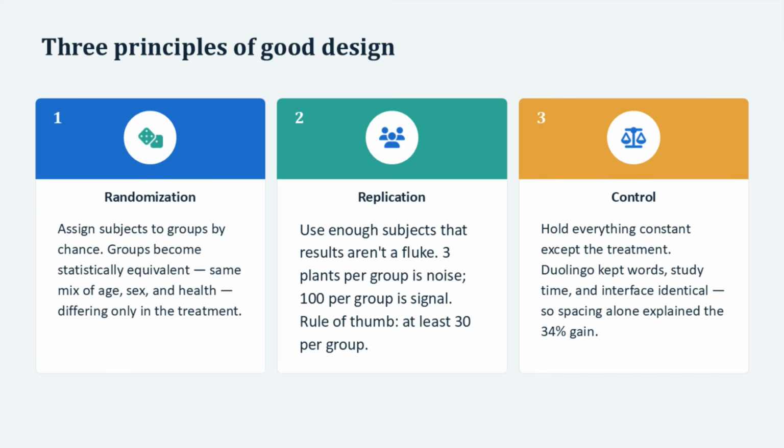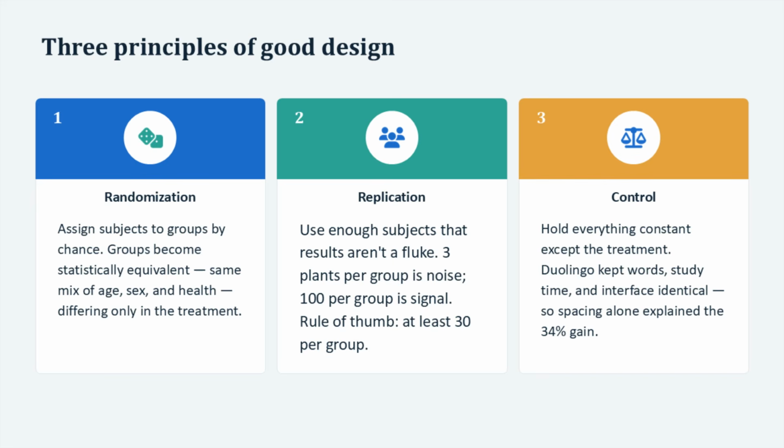The second principle is replication. Replication means using enough subjects so that your result is not just a random fluke. Imagine testing a new fertilizer on only 3 plants. Suppose 2 of them grow really well. Does that prove the fertilizer works? Not really. Maybe one plant happened to get more sunlight. Maybe another plant was healthier to begin with. With such a tiny group, random variation can easily fool us.